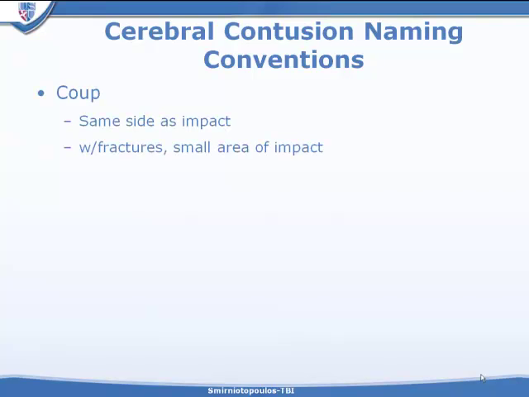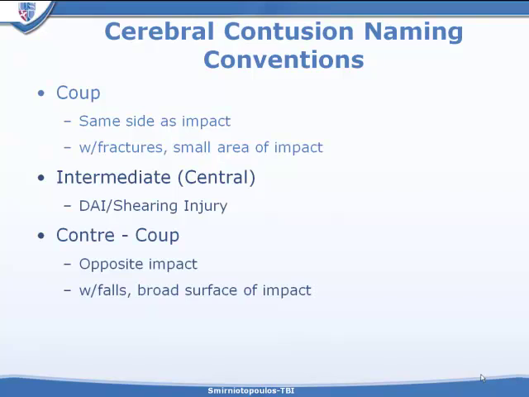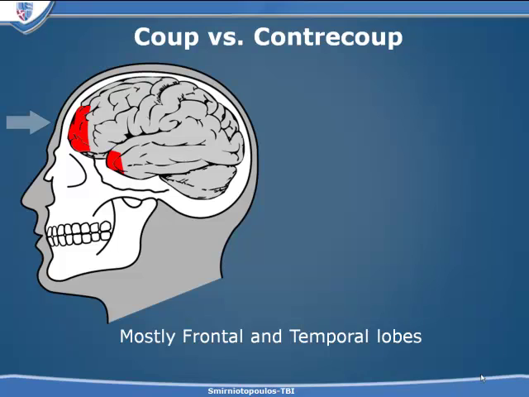There is a naming convention for cerebral contusions. A coup contusion occurs underneath or on the same side as an impact, typically associated with overlying skull fractures and or a small diameter contact point. At the opposite end, we have the contra-coup contusion, which occurs opposite a point of impact, classically associated with falls where the moving head strikes a broad flat surface. And in between, Drs. Garfunkel and Simon have described the cuckoo-cachoo contusion, or the shearing injury, which we'll see later on as a completely separate subject.